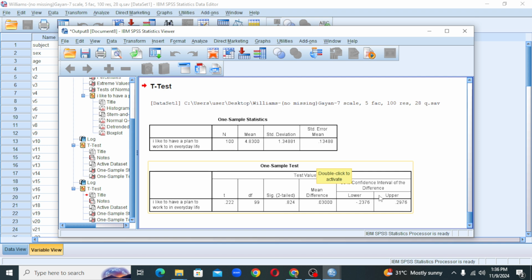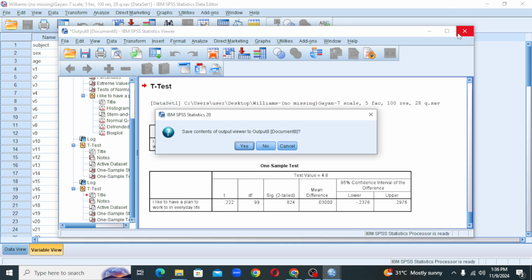And now the lower and upper boundary for the difference crosses the 0 mark. That means the result is not significant, and what we have tested is whether it is equal to 4.8 marks. So it is 4.8 marks.